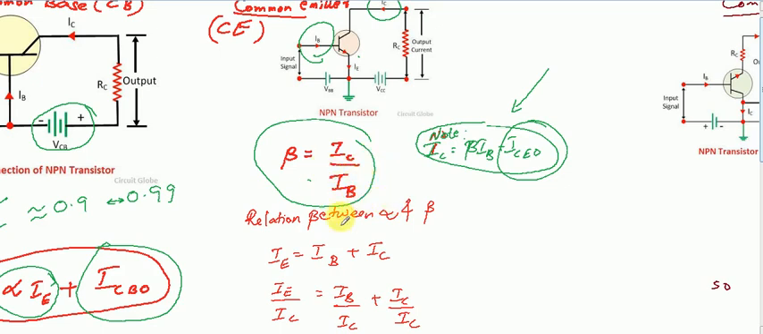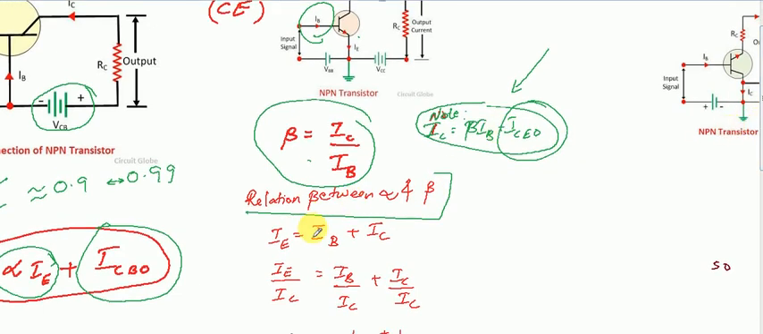Now we have to find a relation between alpha and beta. Alpha is the current amplification factor in common base configuration, and beta is the current amplification factor in the common emitter configuration. In order to derive a relation, you consider the current equation in case of a transistor, that is IE equal to IB plus IC, the emitter current. We learned this in the previous session.